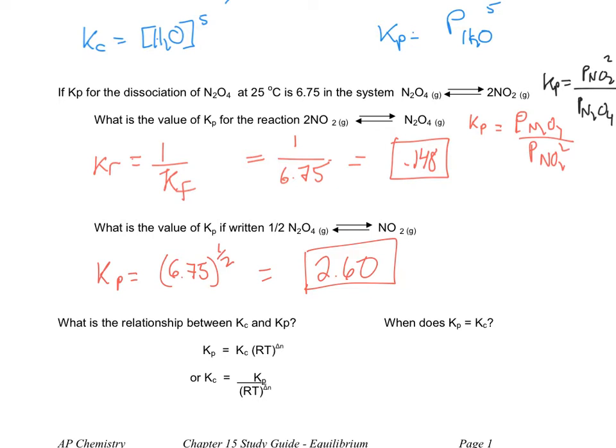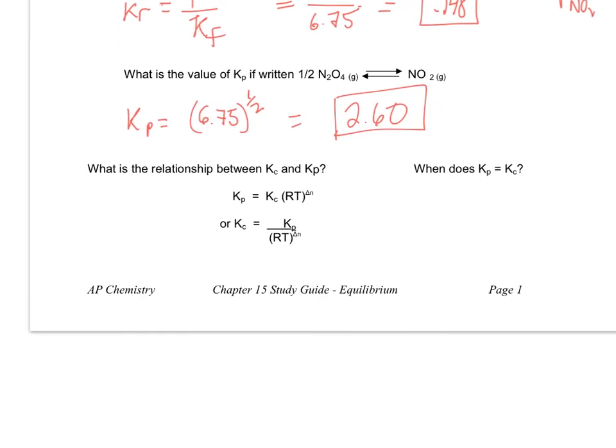So again, Kp is very similar to Kc, just in terms of pressure as opposed to molarity. Now, what is really the exact relationship between Kc and Kp? Well, we can derive it, or you can memorize it. So let's look at how you would derive it. We know that the ideal gas law says that PV equals nRT.